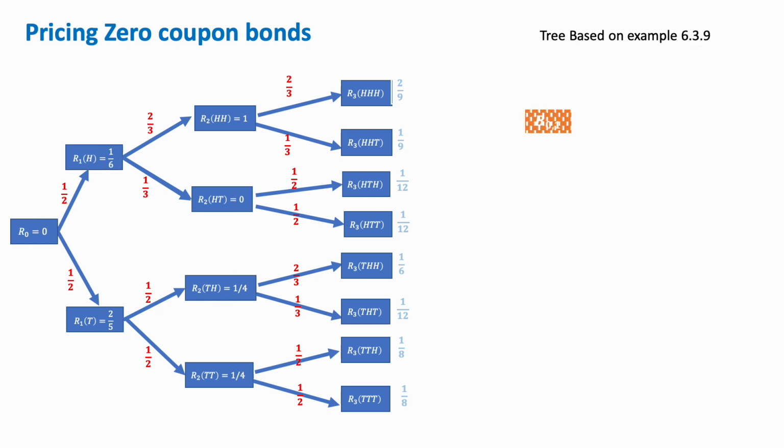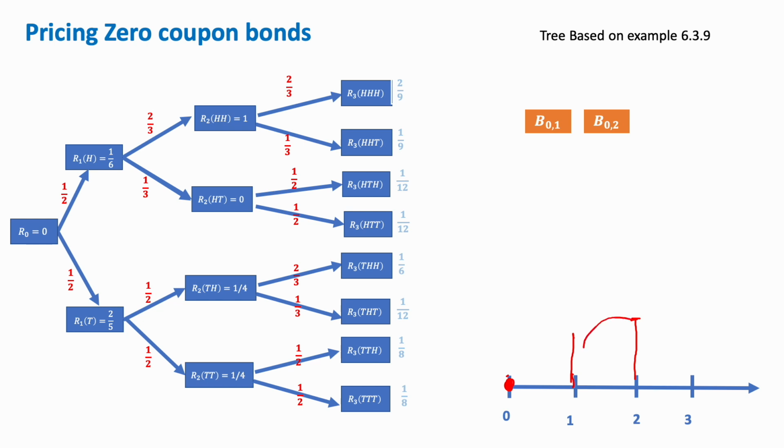And what we want to do here is use this to price a zero coupon bond that's maturing at time 1. So for example, let's say we have a zero coupon bond that pays $1 at time 1. We want to find its value as of today. We can also see how we can use this to value a zero coupon bond that pays $1 at time 2 and find its value today.